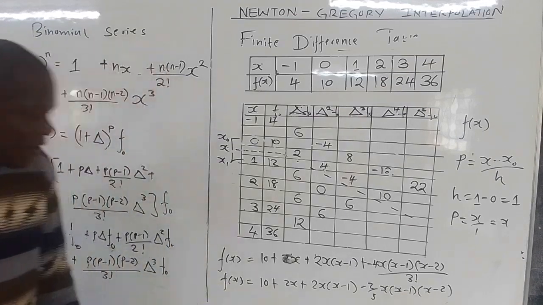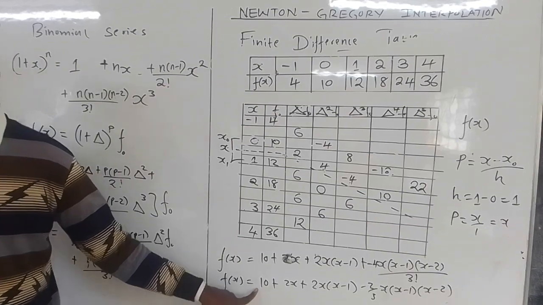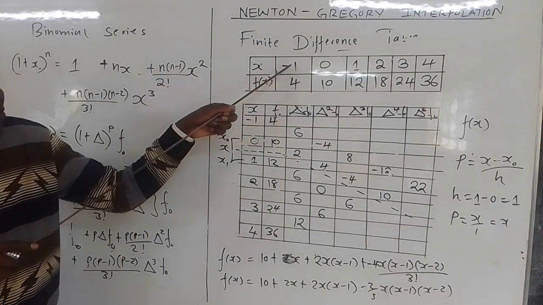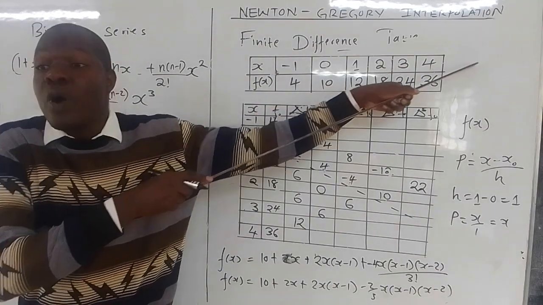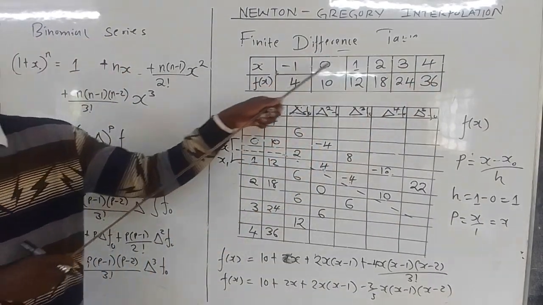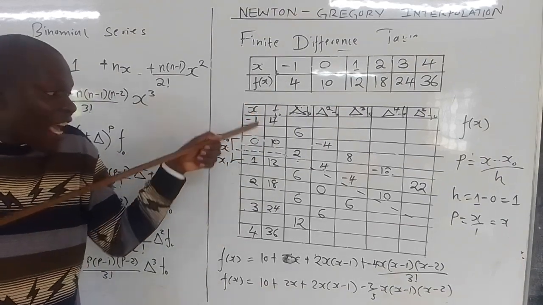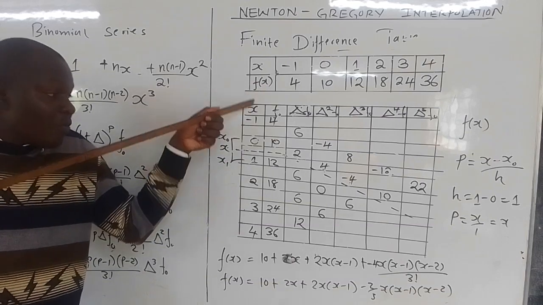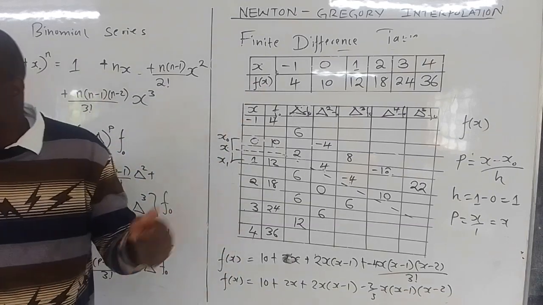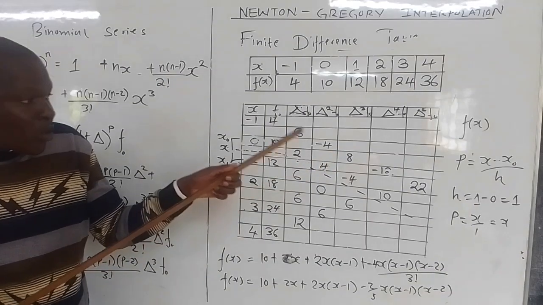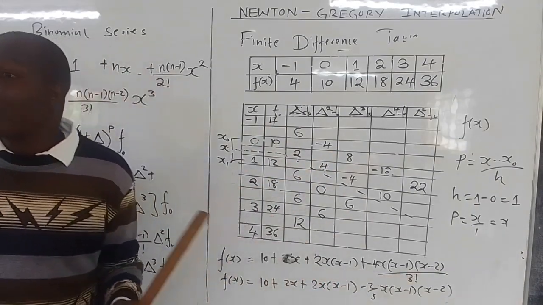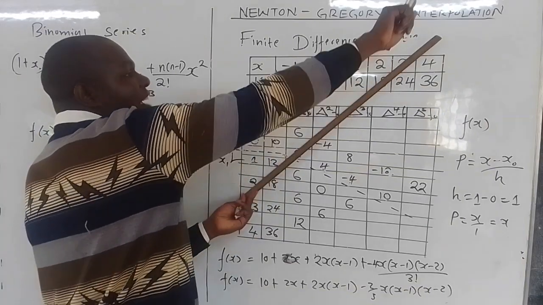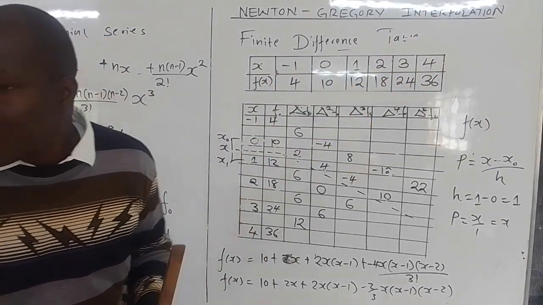So I've constructed this interpolation polynomial with the forward difference formula because I was moving forward, from this value towards the other direction. In the finite difference table, moving forward is like moving downwards, because the first x value is here followed by this. So when I was moving downwards like that, that is a forward difference. When I now move upward like this, that is a backward difference.